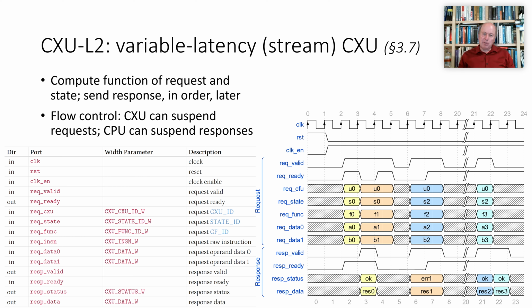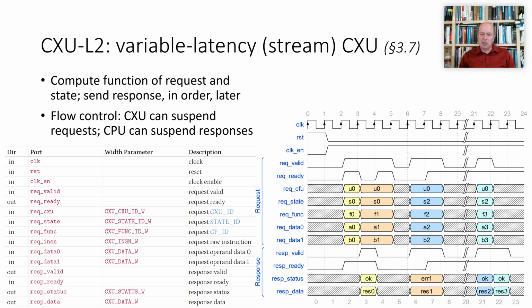CXU level 2 is for variable latency, or streaming CXUs, which compute a function of each request and its state, if any, possibly updating the state, and then sending a response in order in a later cycle. Both the request and response have valid-ready handshaking flow control, so the CXU can suspend incoming requests, and the CPU can suspend incoming responses. Of course, this significantly impacts the design of a CPU or a CXU, since each must tolerate this flow control suspension of the request or response channels.